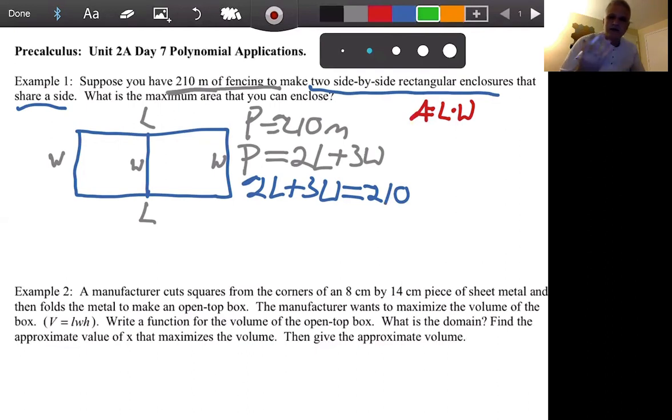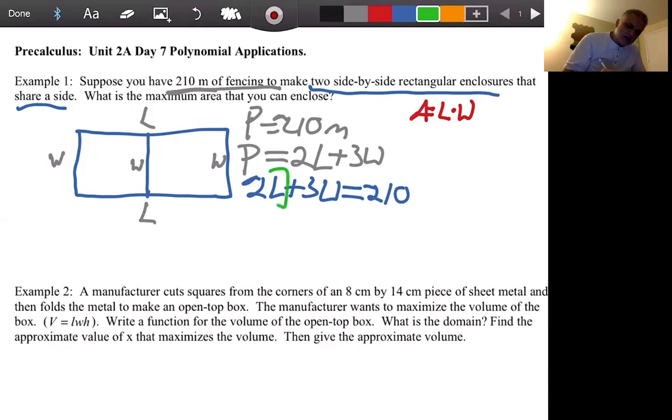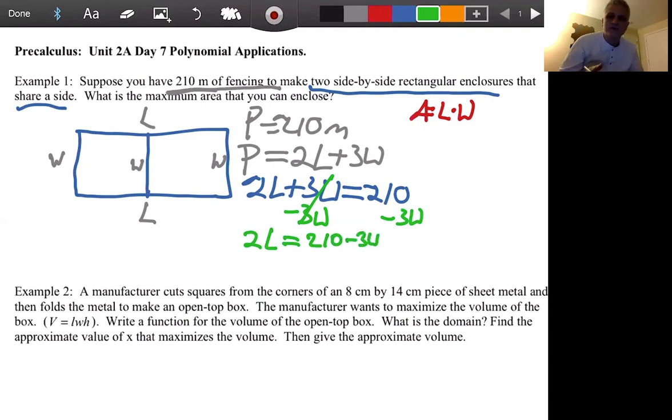So let's solve for L. I want to isolate this L right here. So the first thing I'm going to do is subtract 3W from both sides of the equal sign. So that gives me 2L equals 210 minus 3W. If you write negative 3W plus 210, I understand, not a problem, right?